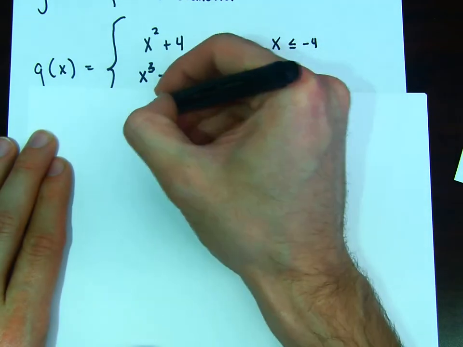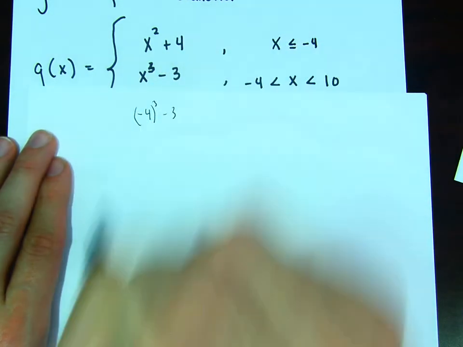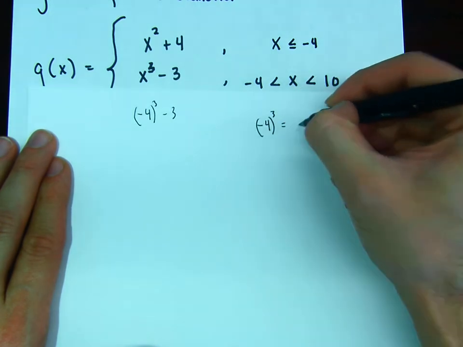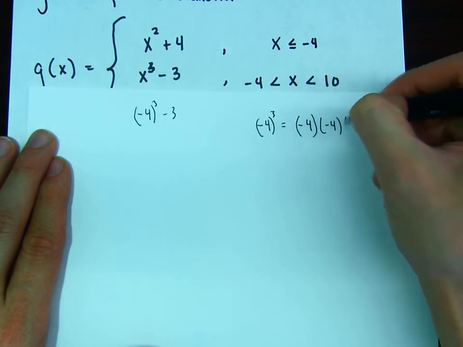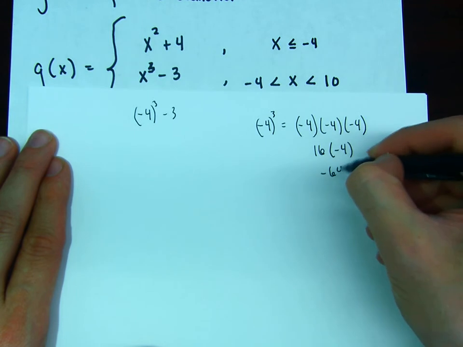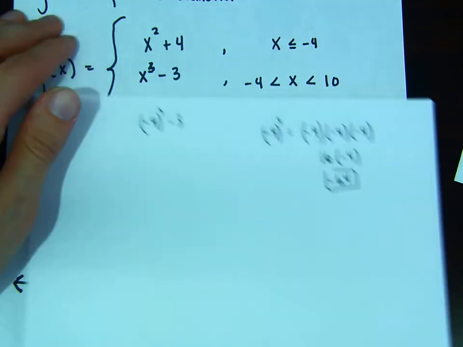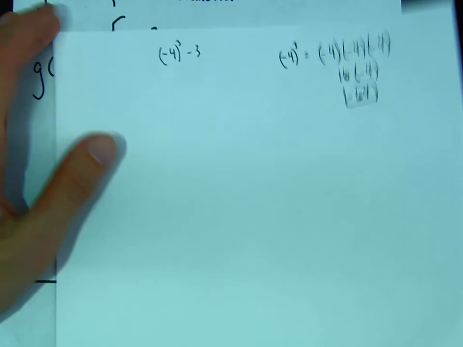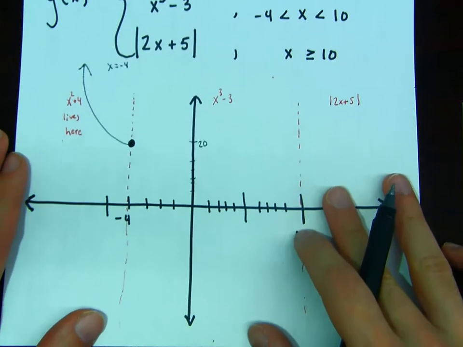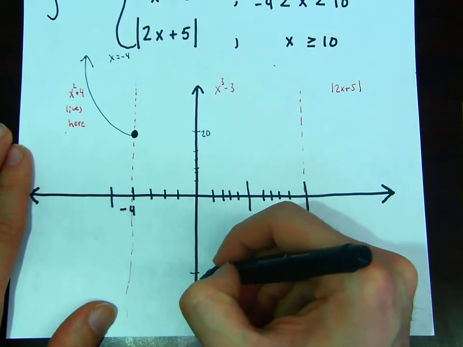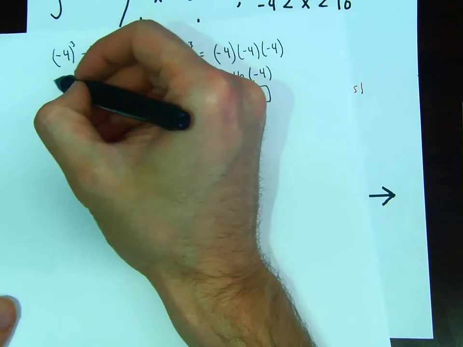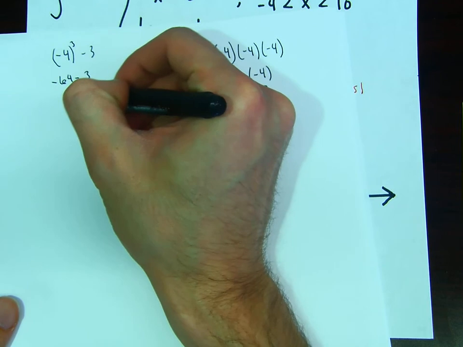So let's say if I plug in negative 4 cubed minus 3, what is negative 4 cubed? Negative 4 cubed is negative 4 times negative 4 times negative 4, right? So negative 4 times negative 4 is positive 16, times negative 4 is negative 64. So if x is negative 4 and you plug it in here, it goes to the y value of negative 64. So where would that part of the graph be? It would be somewhere here. Oh, whoops, sorry, what did we forget to do? We're supposed to do negative 64 minus 3, so that should be negative 67, my bad.